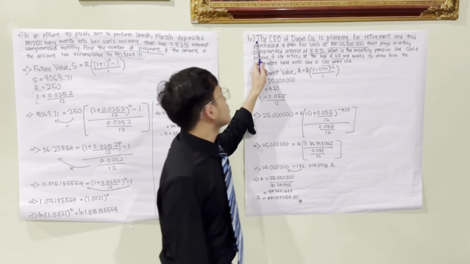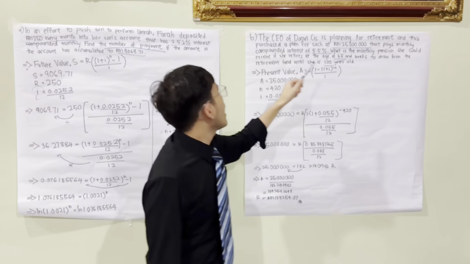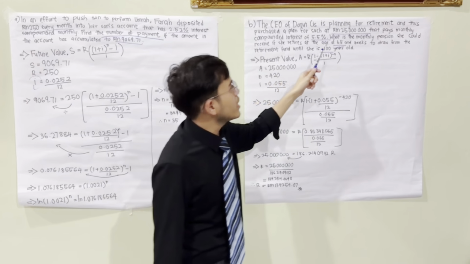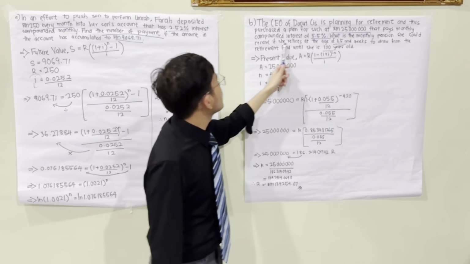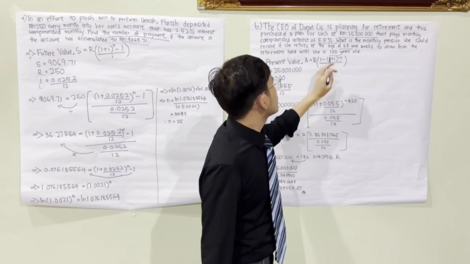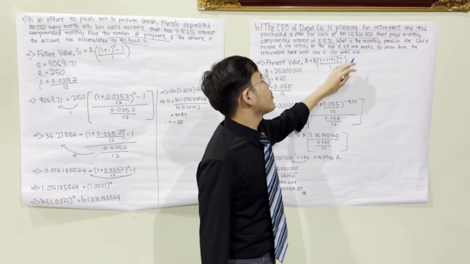Okay, so for question B, the CEO of Donut Cheese is planning for retirement and thus purchases a plan for RM 25 million that pays monthly compounded interest of 5.5%. What is the monthly pension she could receive if she retires at the age of 65 and seeks to draw from the retirement fund until she is 100? So we need to know the years. So we need to take 100 years and then minus 65.